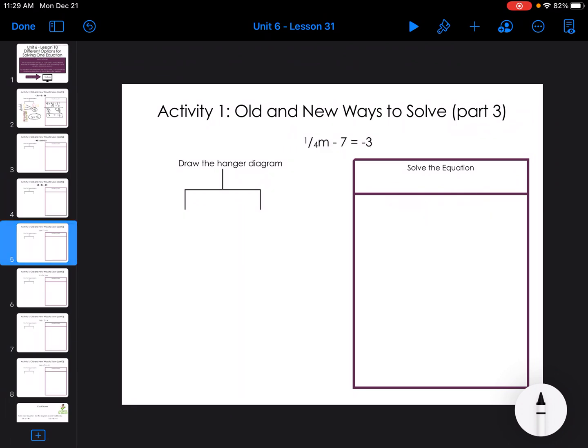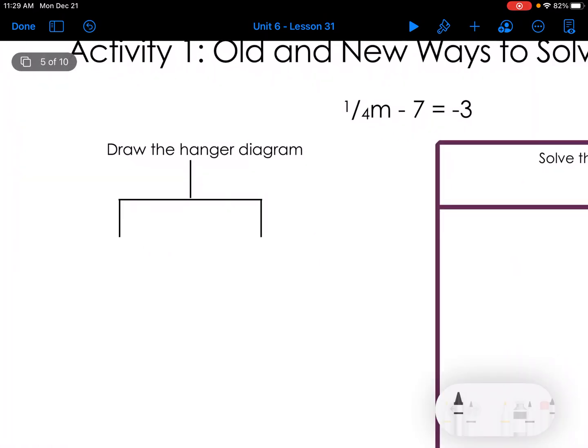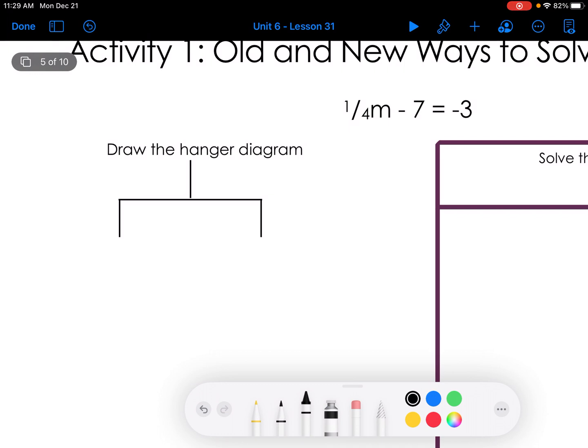All right, so now I gotta draw my hanger. I have 1/4 m.